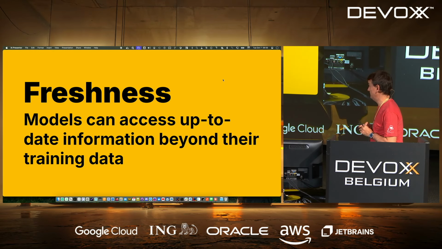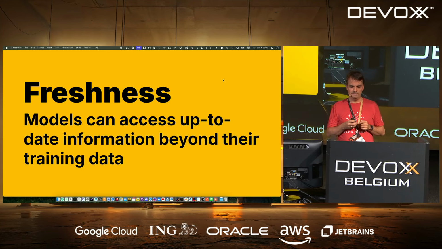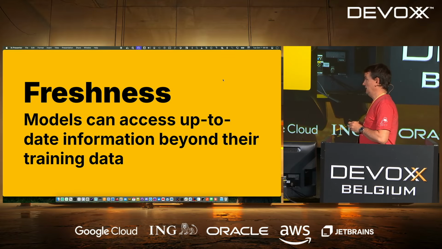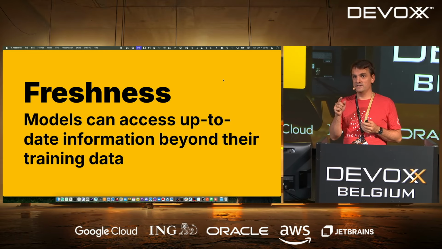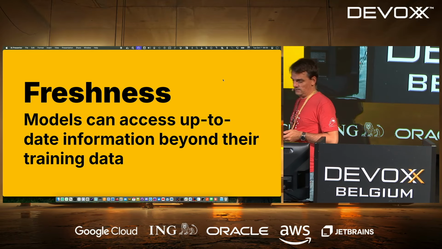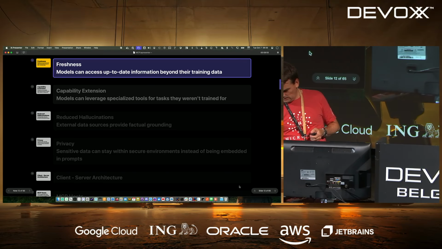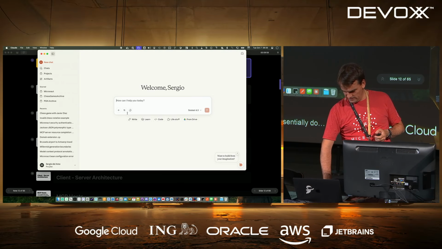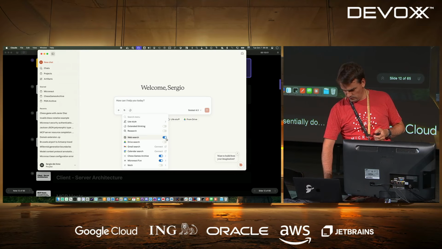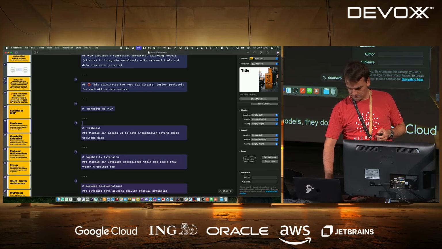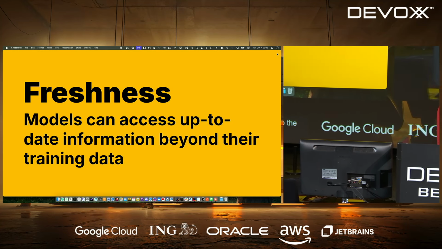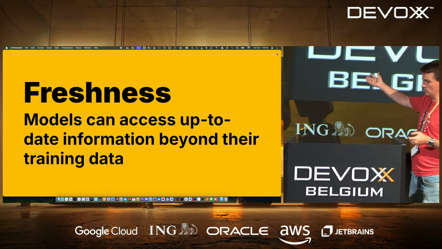The benefits of MCP: freshness. Right now, if you go to ChatGPT or you go to Claude Desktop, they do a little trick. You will see that there is always a toggle. So if I go here to Claude, for example, you will see there is always a toggle for web search, which you can see here. So the models do the trick that all these applications are not just LLM models, they are LLM models plus web search.